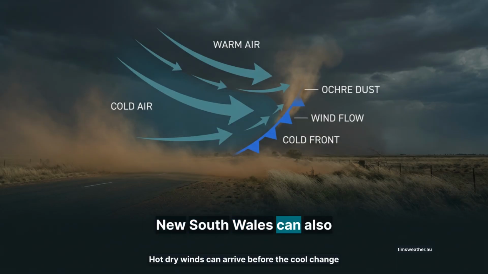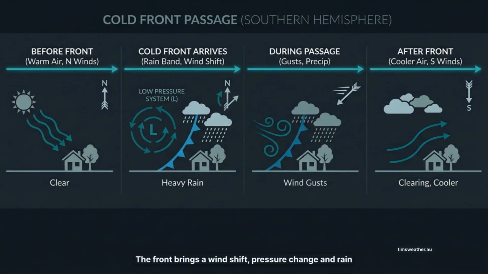New South Wales can also feel a special coastal version called a southerly buster. It is a fast-moving cool change that races up the coast, often bringing a sharp temperature drop and strong southerly winds, but not always much rain.